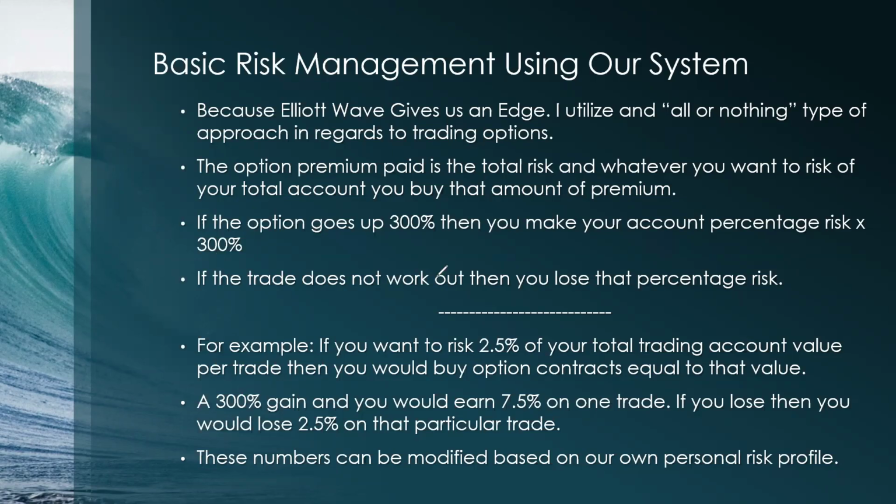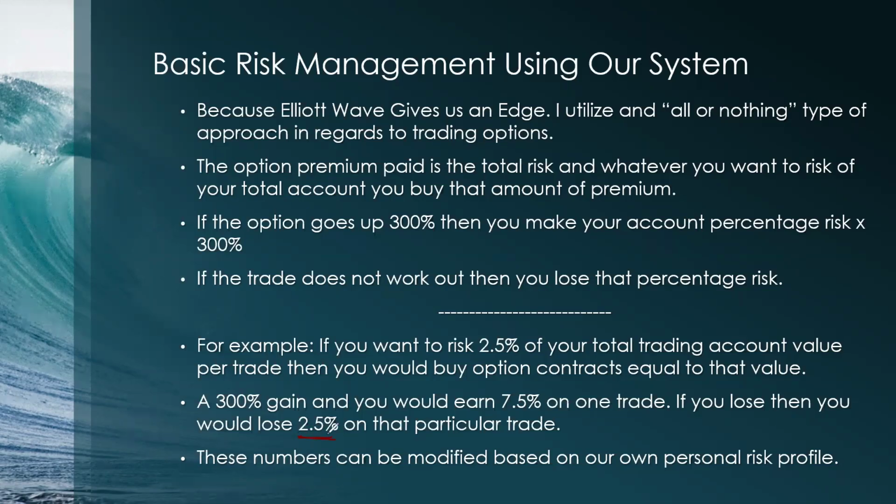If the trade doesn't work out, you're going to lose whatever that percentage risk is. So 100% of that percentage risk. So for example, if you were willing to risk 2.5% of your trading account value per trade, then the option contracts that you would buy would equal that value. So the total risk of that particular trade would be 2.5%. If you had a 300% gain, then you would earn 7.5% of your account value on that one particular trade. Again, if you lose on that particular trade, you're losing only 2.5%.